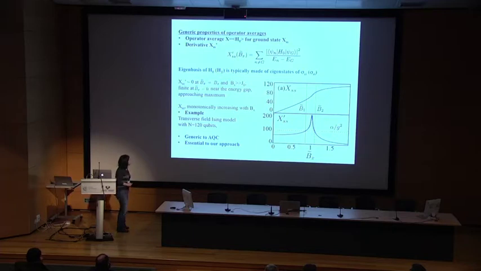Meanwhile, one interesting property is that the derivative reaches its maximum in the region near the energy gap, because the energy separation near the gap region becomes very small due to the property of the system. Also, the operator average in the ground state increases monotonically with the transverse field, as shown here. With this property, I'm going to show you that we can design the system to have the quantum dynamics become very slow near the gap region.